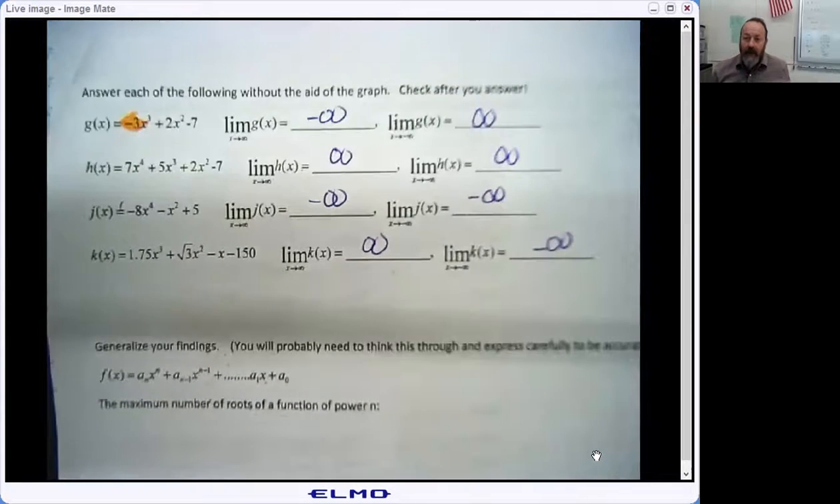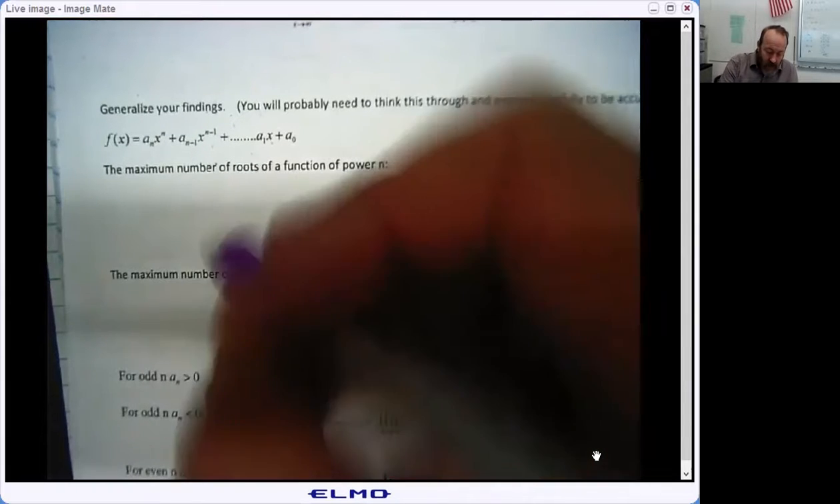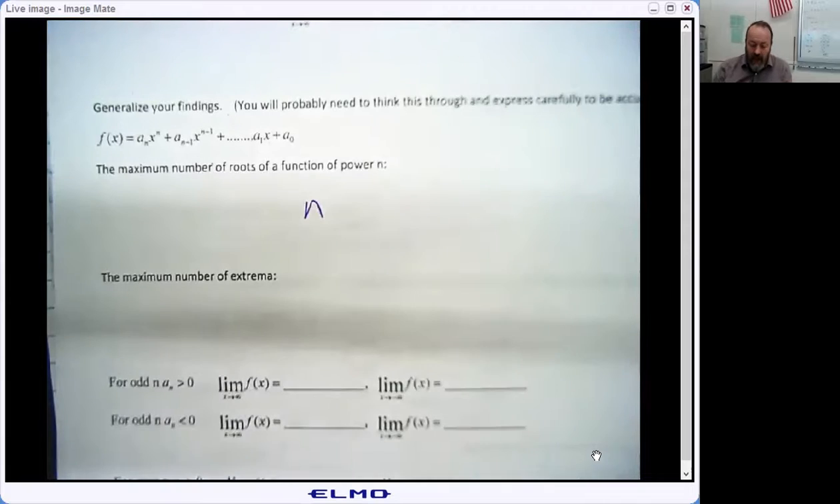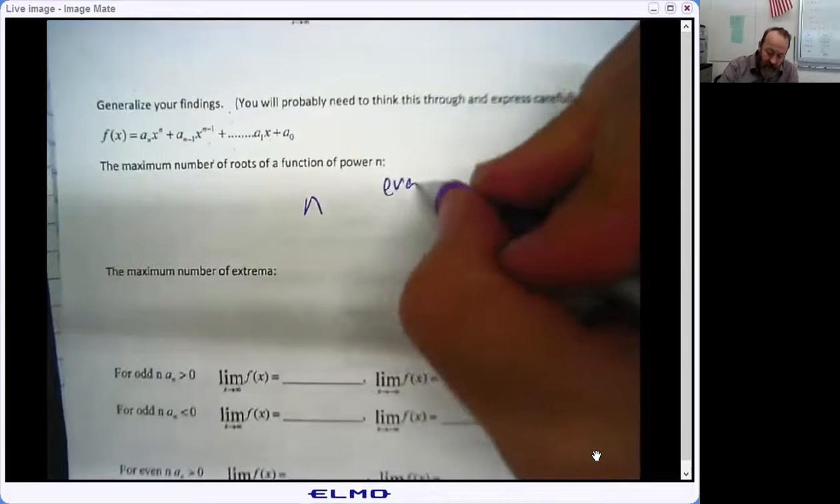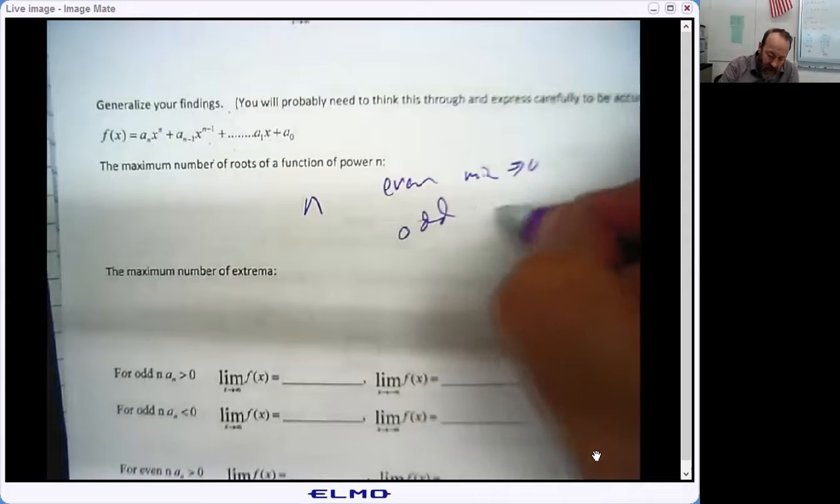Now, putting that all together, that means the maximum number of roots for any function is going to be equal to n. Whatever the maximum power is, it's going to be n. Now, if it's even, the minimum would be 0, but if it's odd, it has to be at least 1.